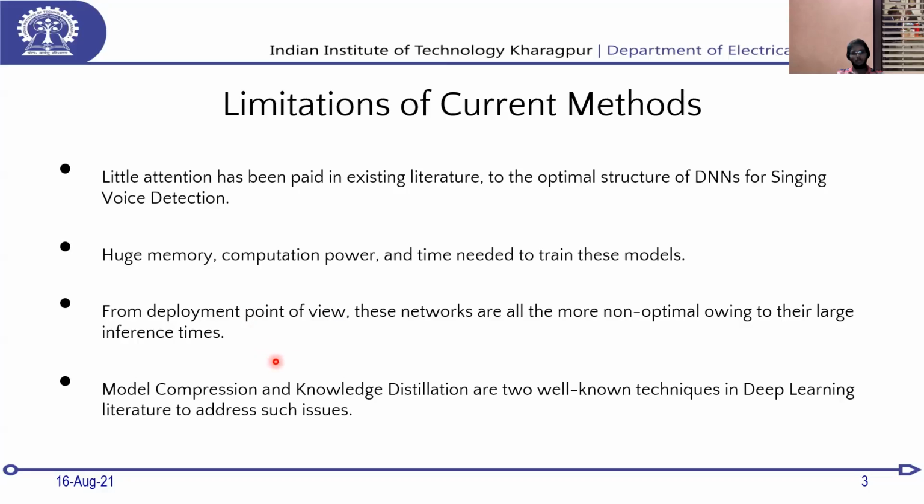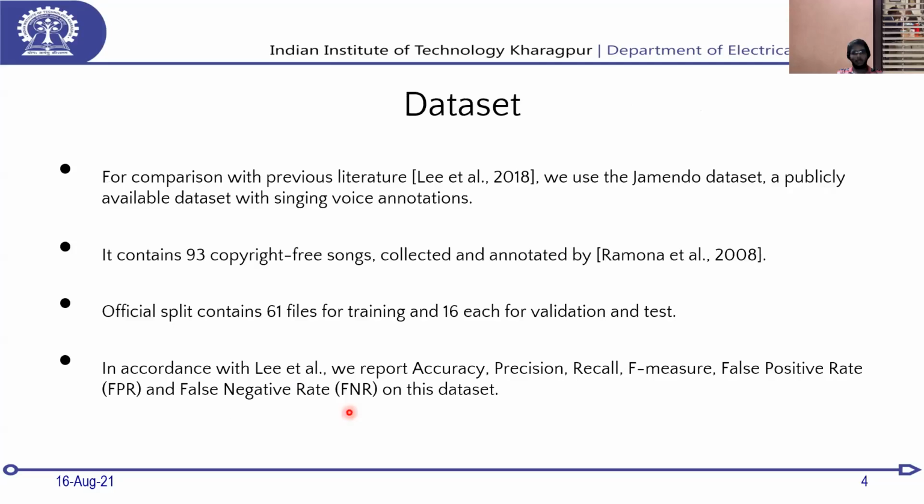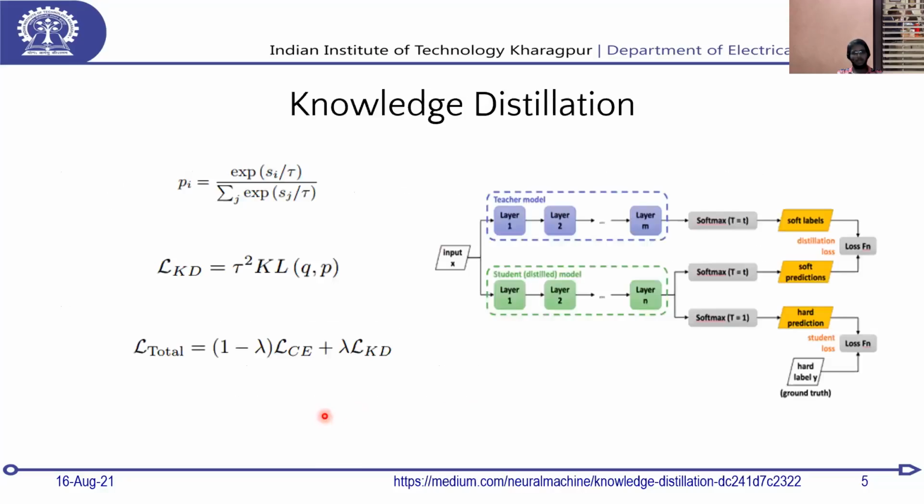Model compression and knowledge distillation have been well-known techniques to address such issues. In this work, we focus on the latter. As the dataset, we follow Leglaive and use the Jamendo dataset, which contains 93 copyright-free songs, 61 for training and 16 each for validation and test. Following them, we also report 6 performance metrics on this dataset.